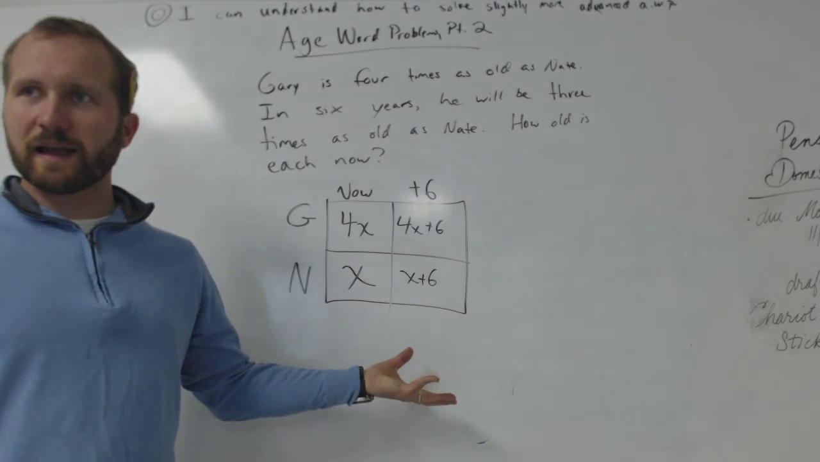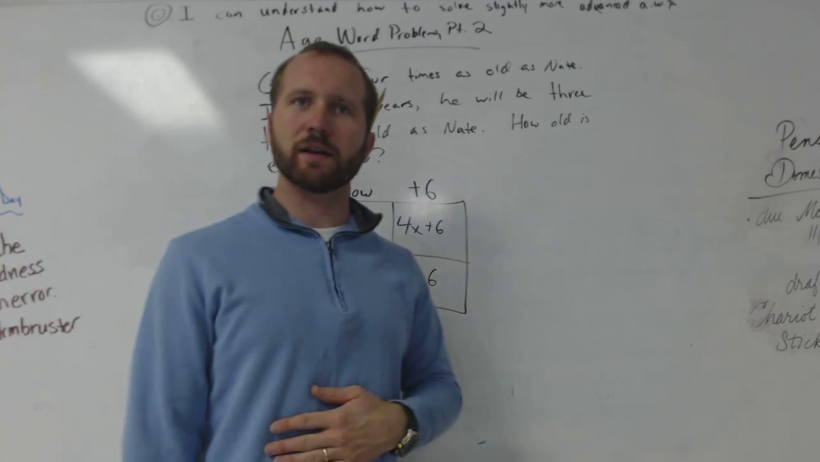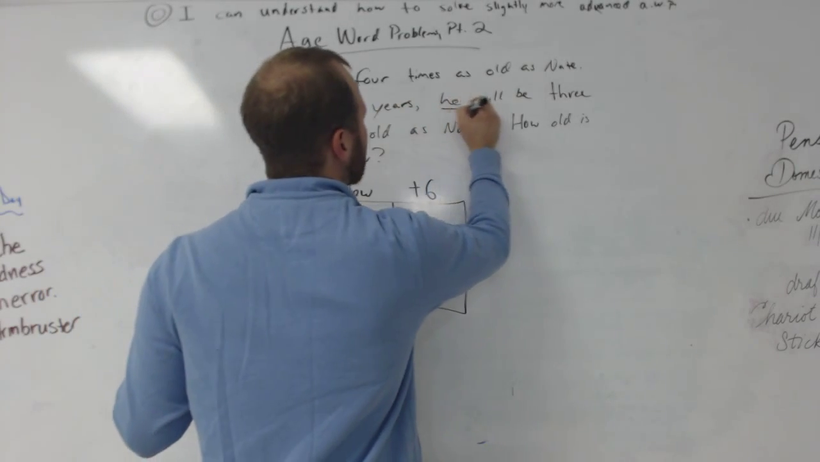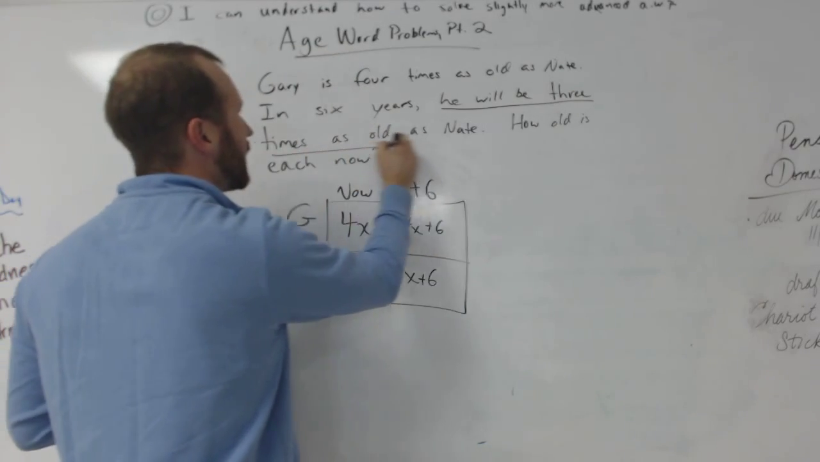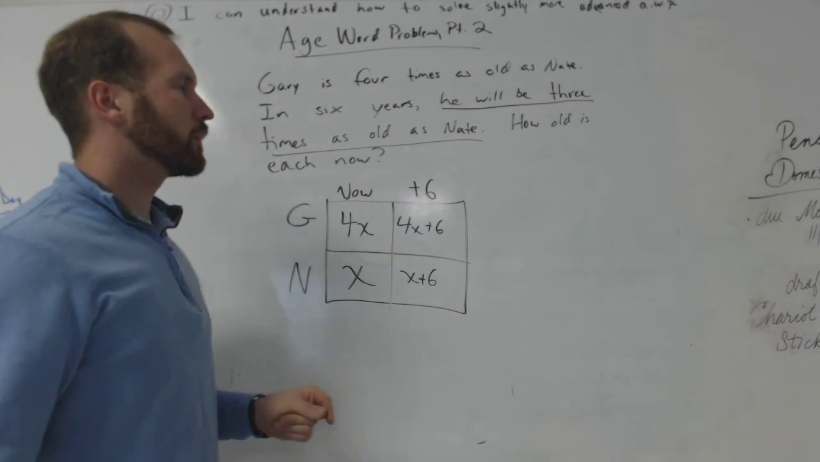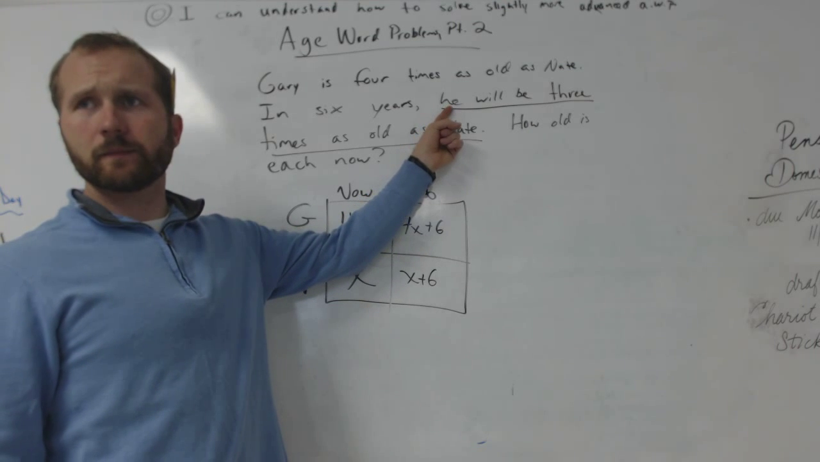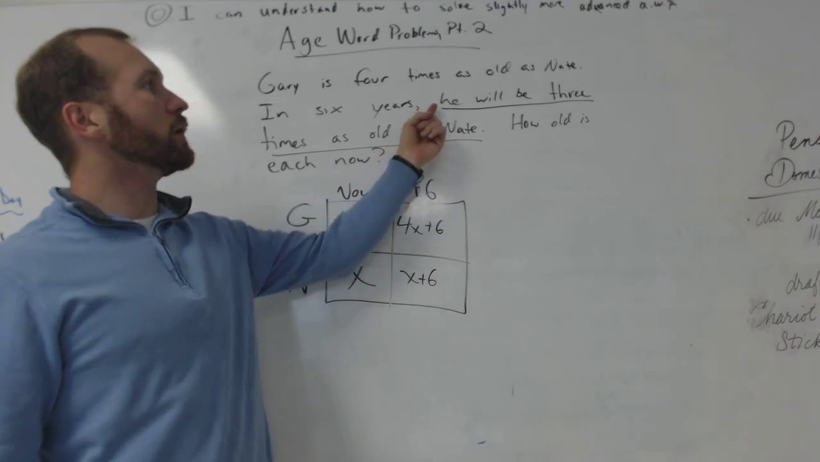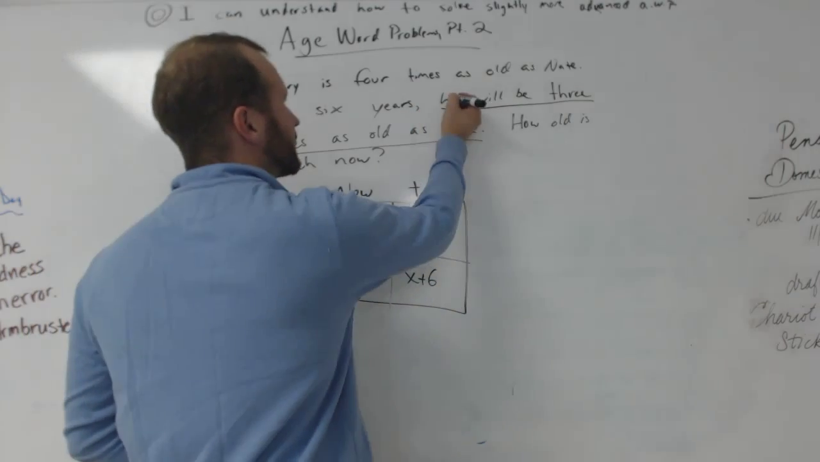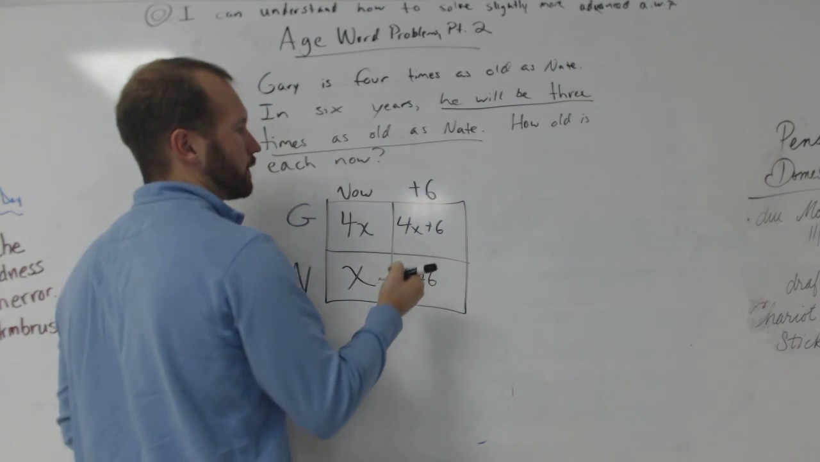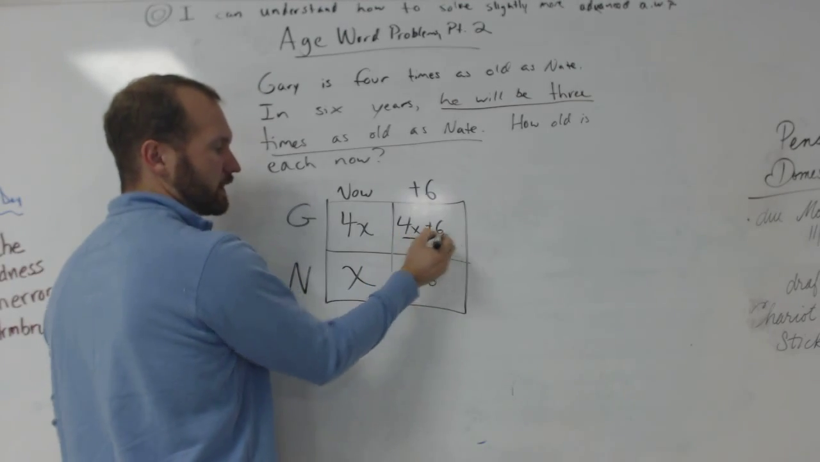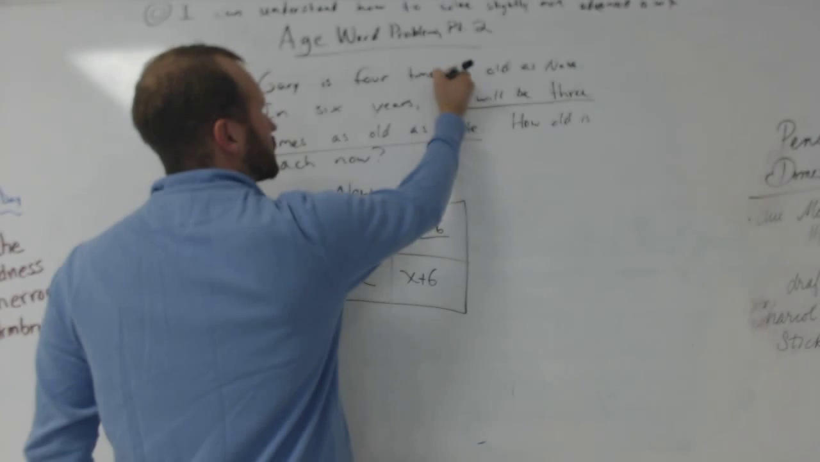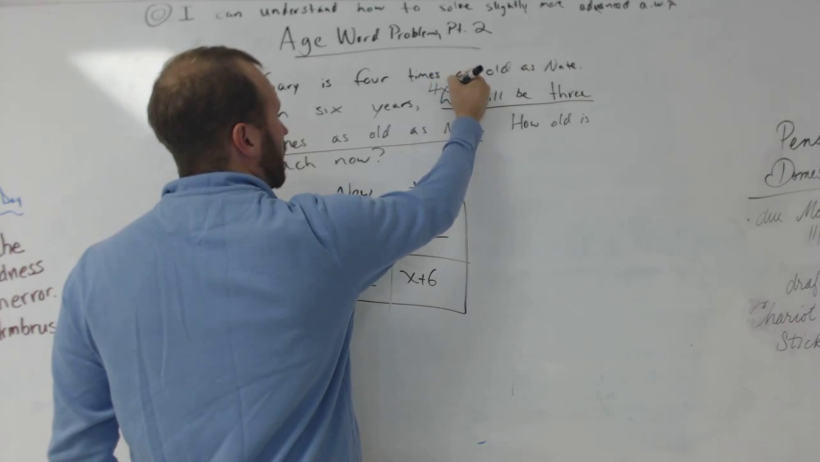This next step is going to be the thing that we're changing on tonight's homework compared to last night's homework. So he says, in 6 years, he will be 3 times as old as Nate. What does he mean? Who? Gary. What is Gary's age in 6 years? This whole thing is Gary's age in 6 years. So this means 4x plus 6.